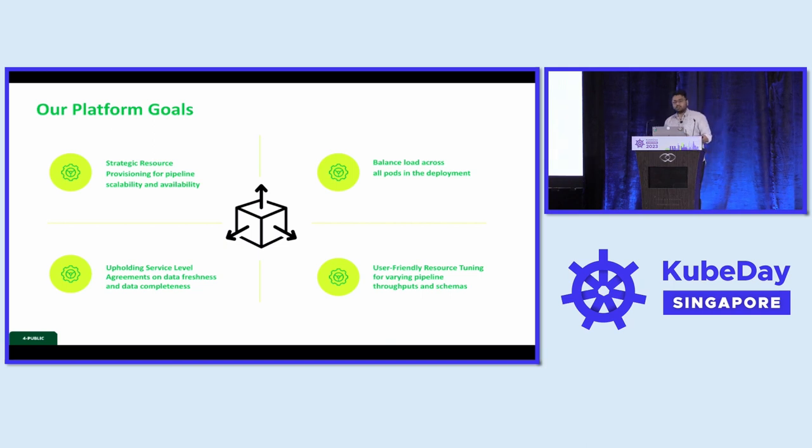And lastly, being a platform team, we want to provide a very good user experience to our service teams, and don't want them to actually do a lot of resource tuning for their particular pipelines. We want to abstract that information so that they can just focus on their pipeline logic rather than worrying about the infrastructure scalability.